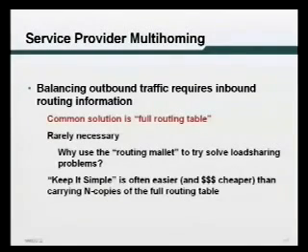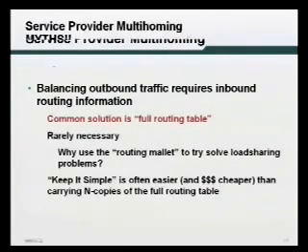The full routing table is like, you don't need the world's telephone book just to find out the phone number of people who live in your street. It's useless information. As I say in the last point there, it's much easier just to keep it simpler, and it's a lot cheaper as well. You don't need to go buy massive routers or upgrade big circuits or do anything else like that. You don't need to carry n copies of the full routing table to multi-home.